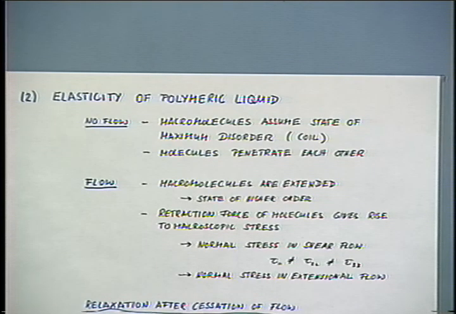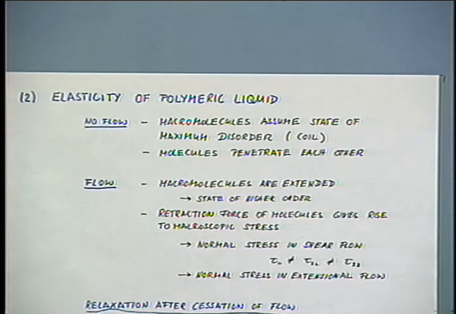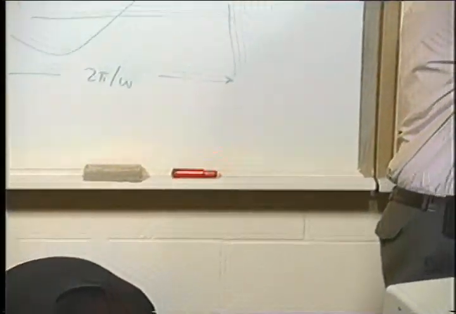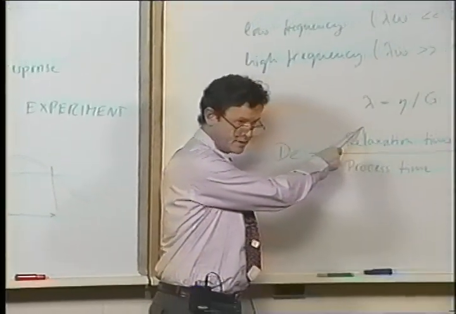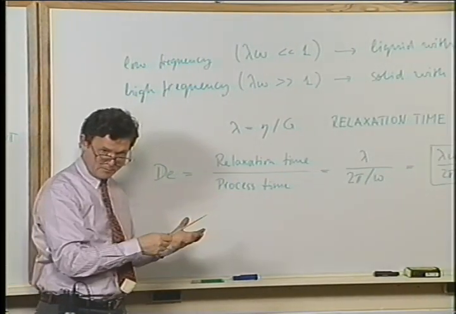And the time needed for the molecules to go back to their coiled state, you form the material, you stop it, and then it goes back. That time is exactly the characteristic time, the longest time of the macromolecule. That's what we are seeing. That's the so-called relaxation time.